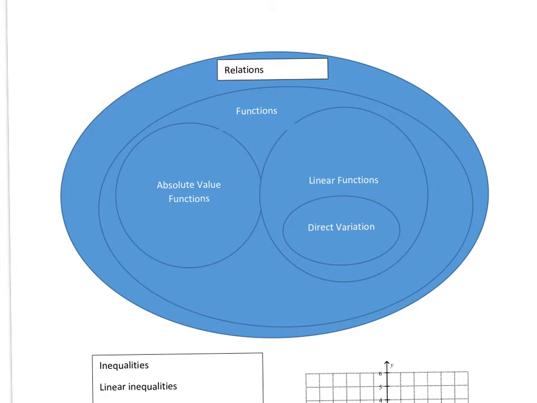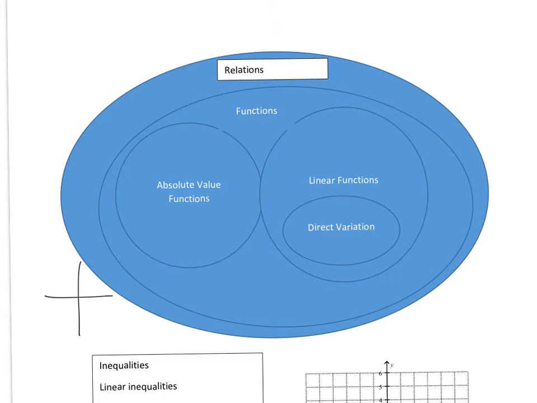Chapter 2 is an introduction to functions. So this Venn diagram represents that all functions are relations. Relations are just sets of ordered pairs, x and y. But a function is a special relationship in which for each x there's one unique y. That's why we did the vertical line test.